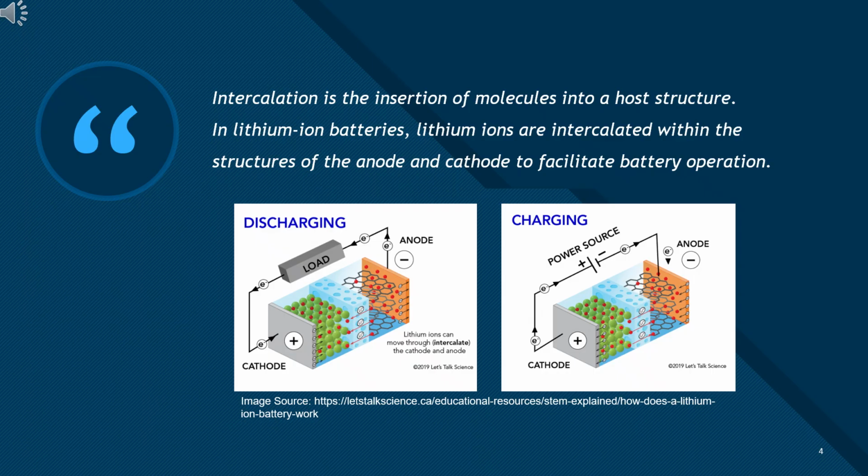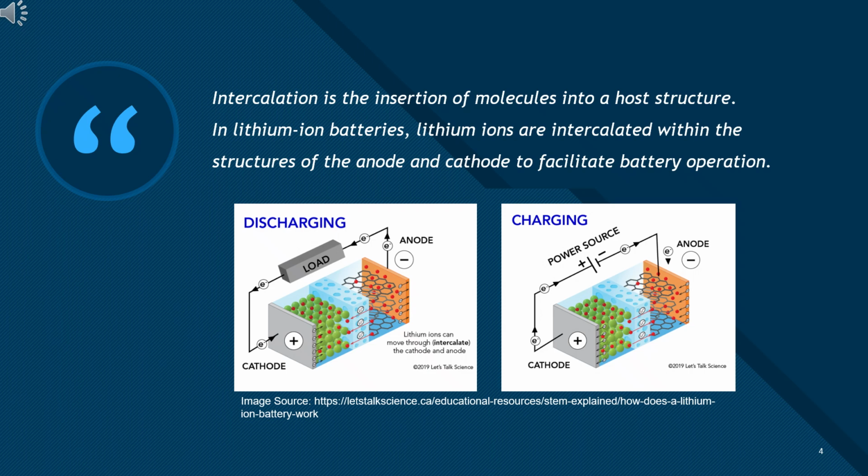In a lithium-ion battery, both the anode and the cathode have layered structures, almost like bookshelves. During discharging, lithium ions leave the anode and move through the electrolyte toward the cathode, sliding into those open spaces, while electrons travel through the external circuit to power the load. During charging, everything is reversed. An external power source pushes the lithium ions back to the anode and returns electrons through the circuit.